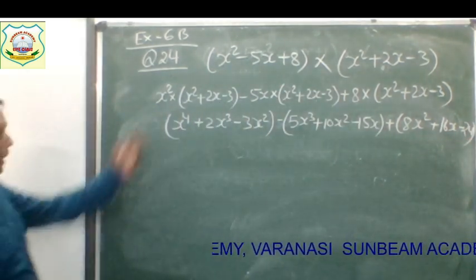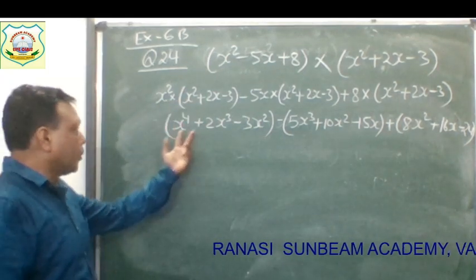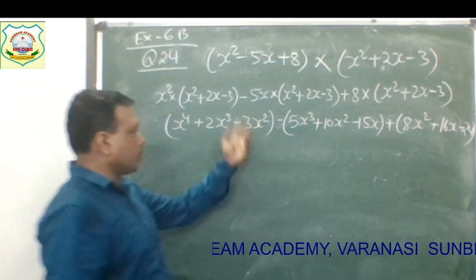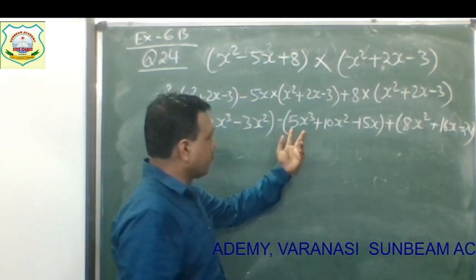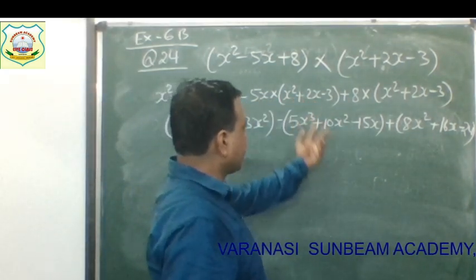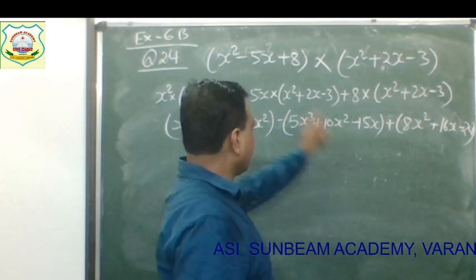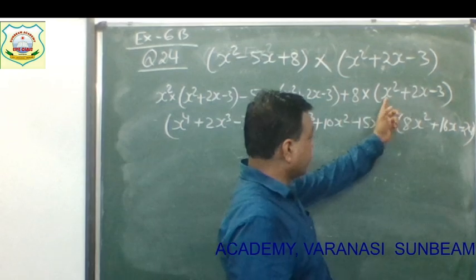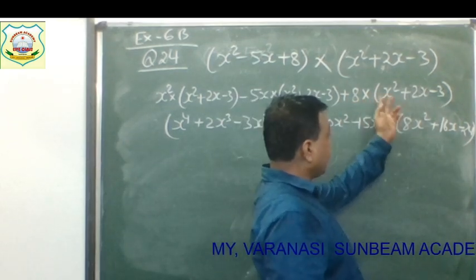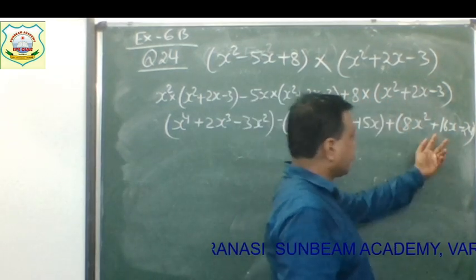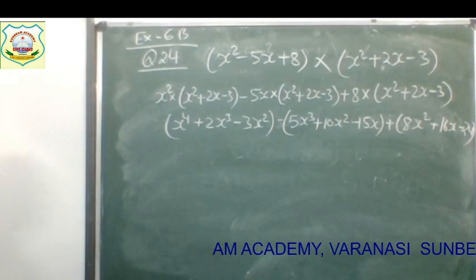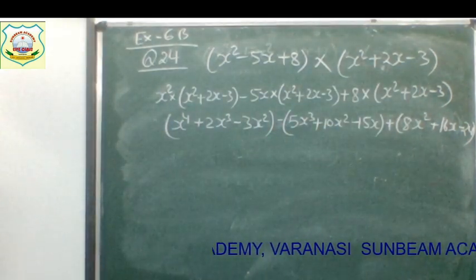Again, students, I am repeating. x square into x square, x power 4; x square into 2x, 2x cube; minus 3 into x, 3x square; minus 5x into x square, 5x cube; 5x into 2x, 10x square; 5x into minus 3, then minus 15x; 8x into x square, 8x square; 8x into 16x; minus 8 3s 24. So till here students understood. Now going to open the bracket.